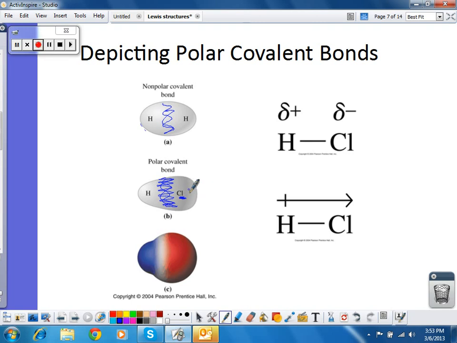We can represent this two ways with this symbology. Delta plus, delta minus. This is a Greek lowercase delta, meaning partial positive charge, partial negative charge. Or with this arrow that goes from the positive to the negative, and you can see this is supposed to be like a little plus sign. So here's the positive end of the bond, there's the negative end of the bond.